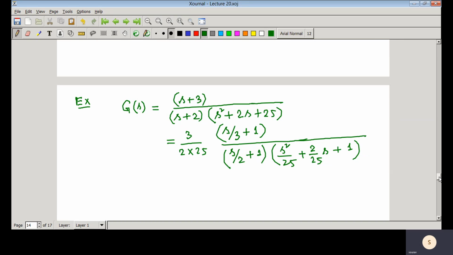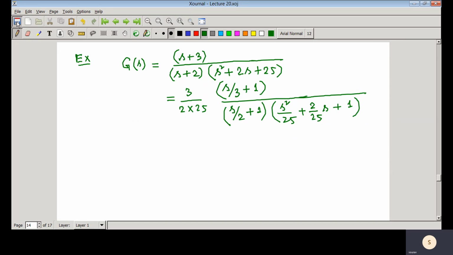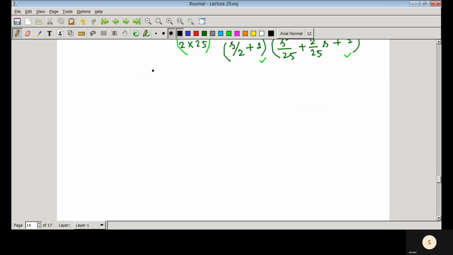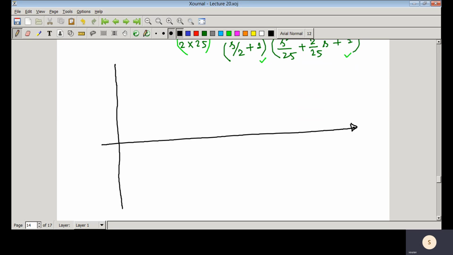So here we have two first order terms and one second order term, and there is a constant that is 3 by 50. So let us draw the magnitude plot. Here the axis is log omega, and this is in dB.